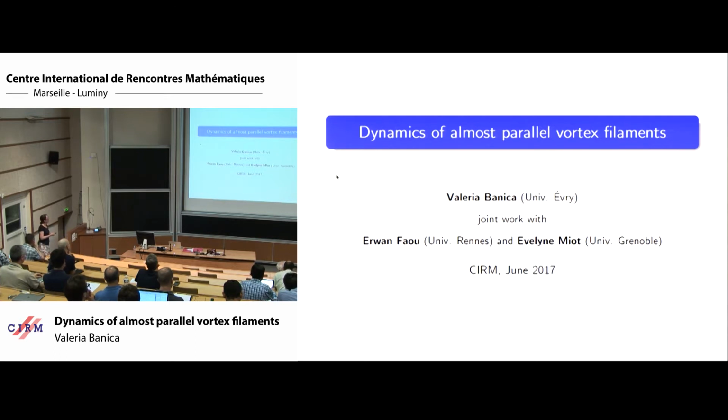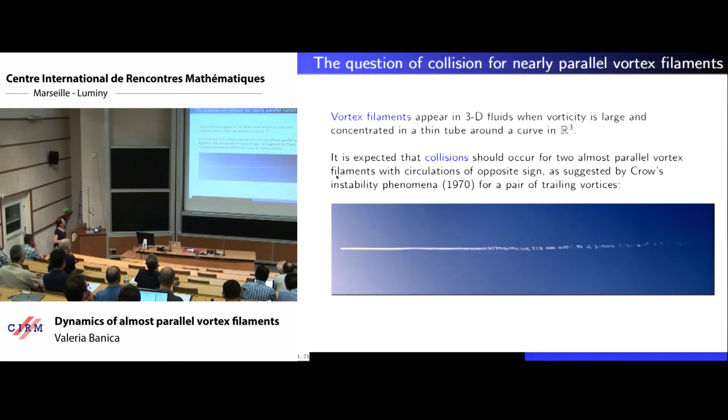So what is a vortex filament? It happens in 3D fluids, where vorticity is very concentrated along a curve. So we are in R3, and we have to see the evolution of a curve in space during time.